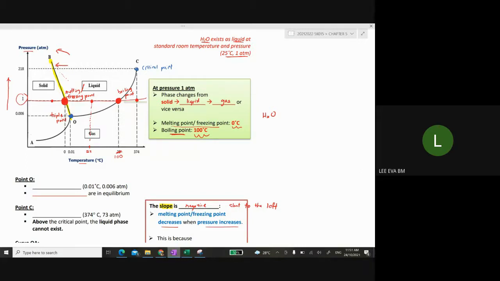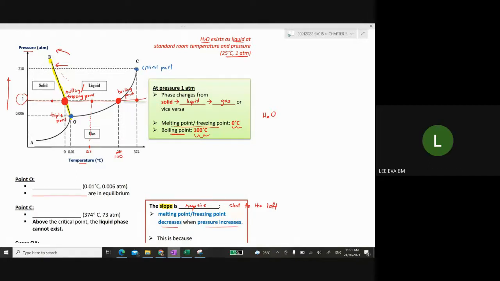So mesti kena ingat, for a common substance, the normal example we use is carbon dioxide. Okay, so a common substance will have a positive slope. So when pressure increases, your melting or freezing point will increase. But then for the anomalous case of water, you will have a negative slope. So when you increase the pressure, the temperature for the melting and freezing point will decrease. Do you get what I mean? Did you get it? Yes.